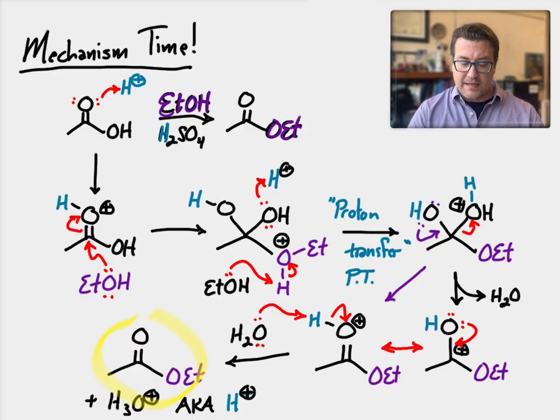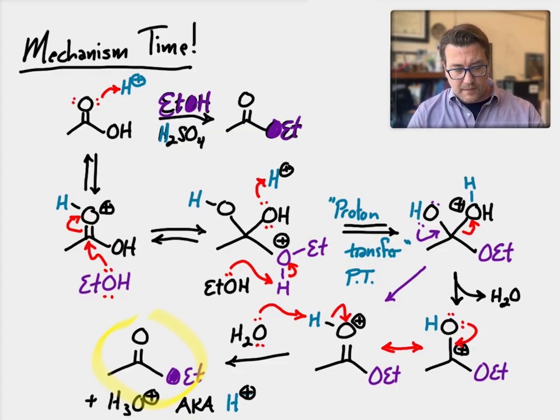Now this mechanism has lots of mechanistic steps, and I'm going to talk about some of them here. I like to sometimes keep track of where the atoms are that we're dealing with, and so this oxygen atom of ethanol is the same oxygen atom that is found in the ester of your final product. I'll also point out that all of these steps are actually reversible.